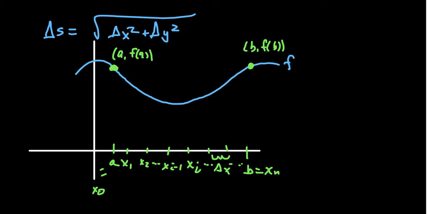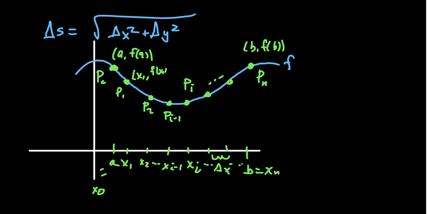So there's an a point on the curve. Let's get a point for x1. So we get x1, f of x1. We're going to get a point for x2. We're going to get a point for xi minus 1, for xi, for all of these points along the curve. We're going to get these points. So we get this like point p0, p1, p2. This would be pi minus 1. This is pi. Keep on going, right, all the way down to pn.